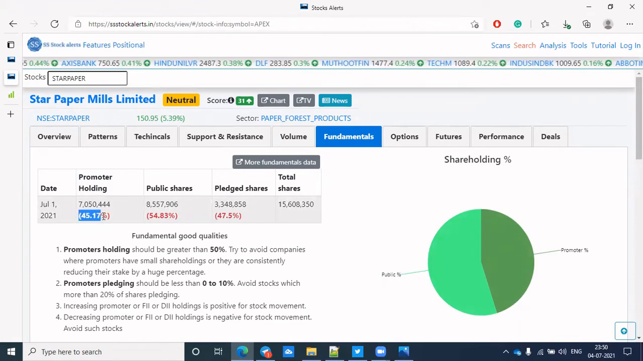That is one thing. And there is a pledge. These guys have already pledged 47 percent of their shares, like they have put these shares up for a loan. So this means it is not a good one. Whenever there is a pledge, it is not a good sign. So when we compare this with the other one, definitely the other one is good.